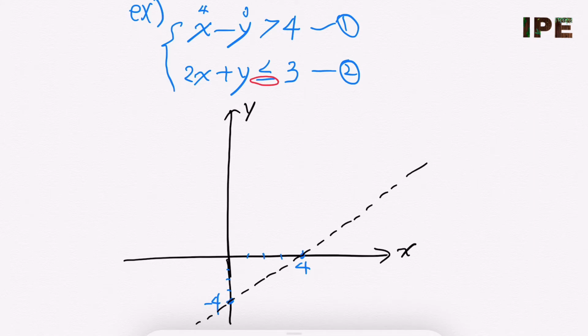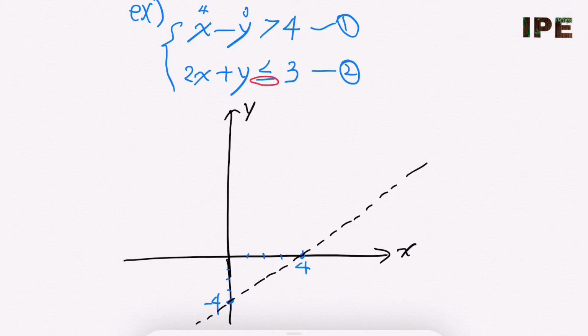This line actually separates the xy coordinate plane into two different areas, right? This side and this side. One of these two sides is the answer. So how can you decide the side? Just plug in any point not on the line, not on the graph.